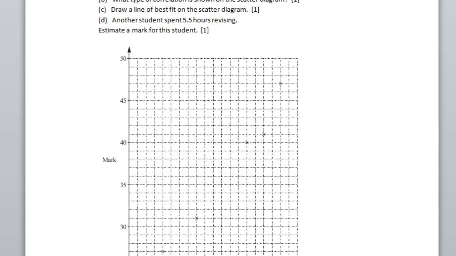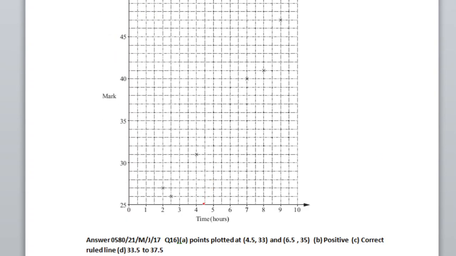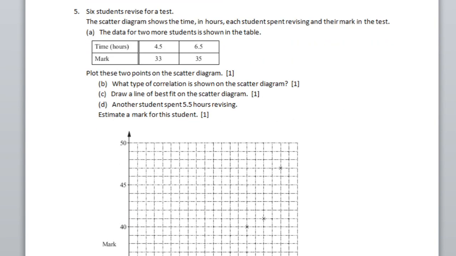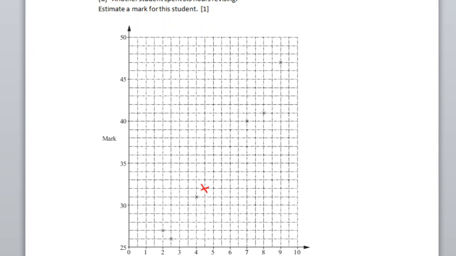4.5 comma 33. So we have 4.5 here, and where is 33? This is 4.5, this is 31, 32. So that was 32. 4.5 comma 32. No, 33. So 4.5 comma 33.